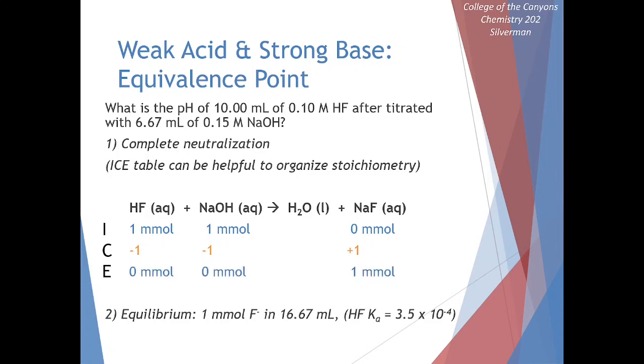From here, we do have to consider our equilibrium. Sodium fluoride is a weak base salt solution. To solve this equilibrium, we have 1 millimole of our weak base in 16.67 milliliters total, and we can look up our Ka value for our acid. That will tell us how to find our Kb value, and we can solve that ICE table. I'm going to leave this example as practice, but if you want to check your answer, we should get a pH value of about 8.12, which is what we'd expect. Our equivalence point is going to be above a pH of 7 when we have a weak acid, strong base titration.